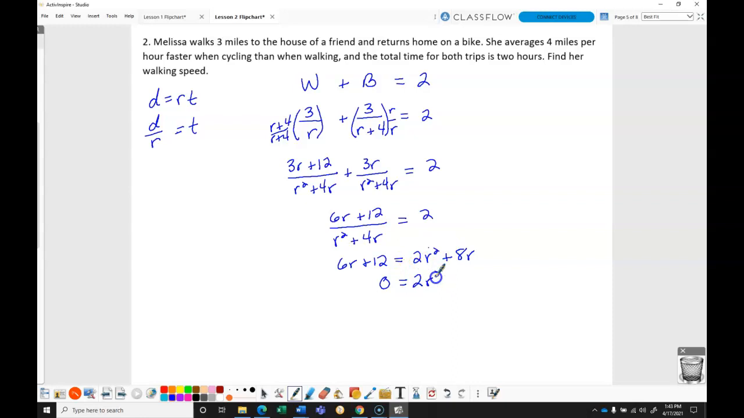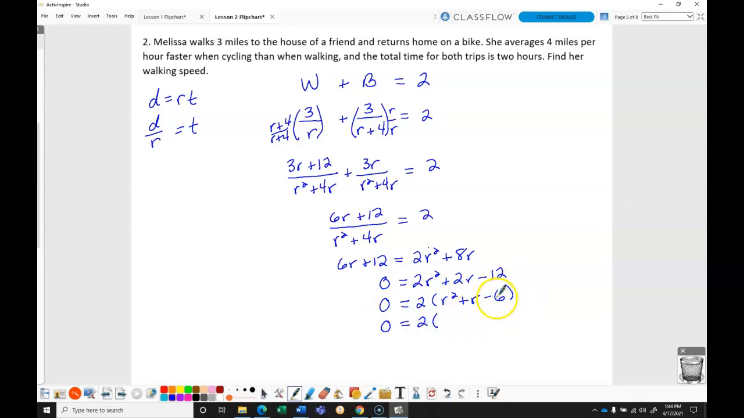2r squared is still there, but I'm going to subtract 6r from the 8r. That's still plus 2r. And then I'm going to subtract 12 from the whole thing. So I'm going to have minus 12. Well, I don't know if you see it yet, but there is a common factor in all of this. So let's go ahead and factor that out. So we have r squared plus r minus 6. And then I can factor that trinomial. Leave the 2 there.